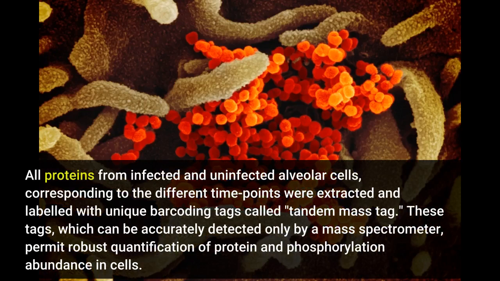All proteins from infected and uninfected alveolar cells, corresponding to the different time points, were extracted and labeled with unique barcoding tags called tandem mass tags. These tags, which can be accurately detected only by a mass spectrometer, permit robust quantification of proteins.